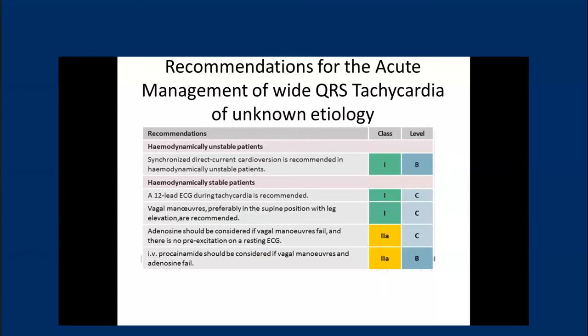Some of the patients, as I said, can present with wide QRS tachycardia, and trying to identify the cause of the wide QRS tachycardia can be helpful, particularly in patients who are hemodynamically stable, because that can help us plan the long-term management. But if the patients are not hemodynamically stable, right away the treatment is going to be electrical cardioversion.